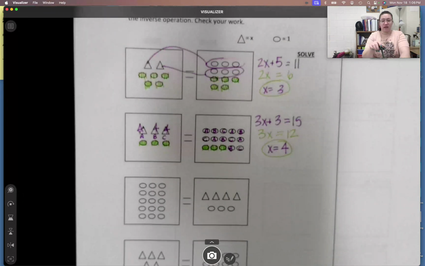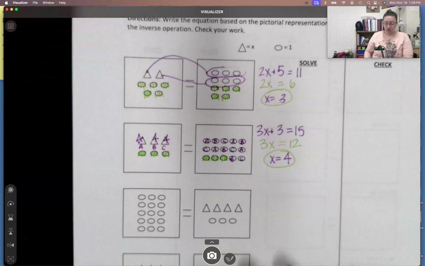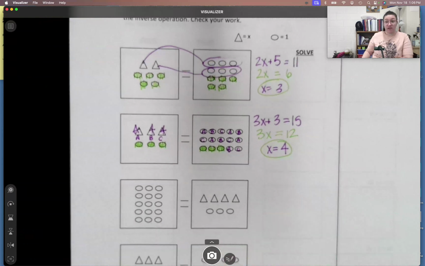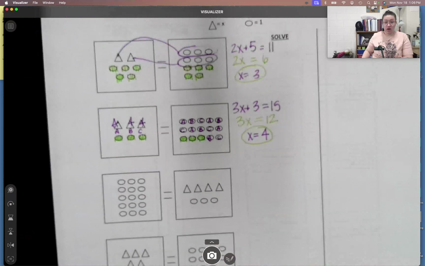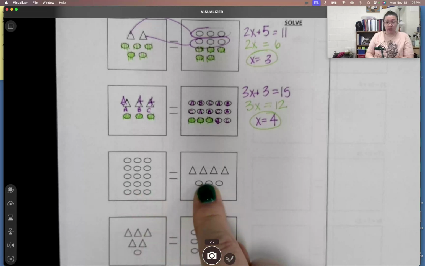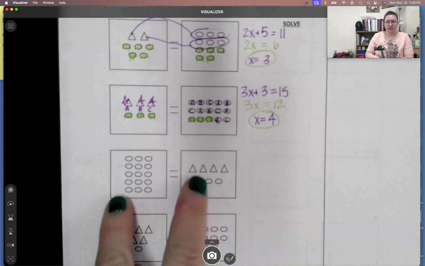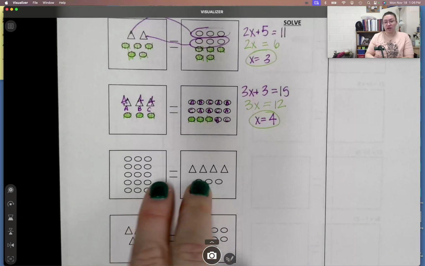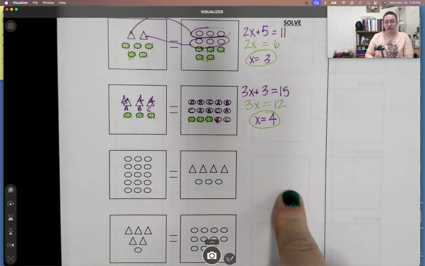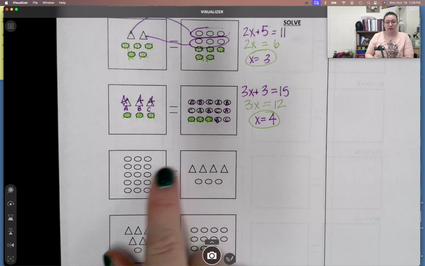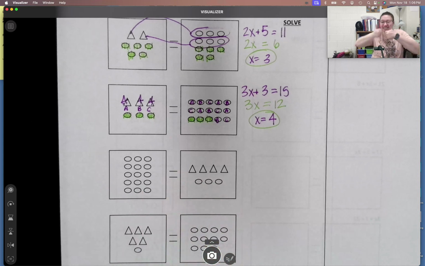Go ahead, try the next one on your own. Pause the video, try the next one on your own. Once you've done this one, I'll go over it. Once you've solved this one, keep playing the video and you'll be able to check your answer. And then I'll have you try the last 2 full out on your own, okay? So go ahead, pause the video real quick. Solve this one on your own. Good luck.